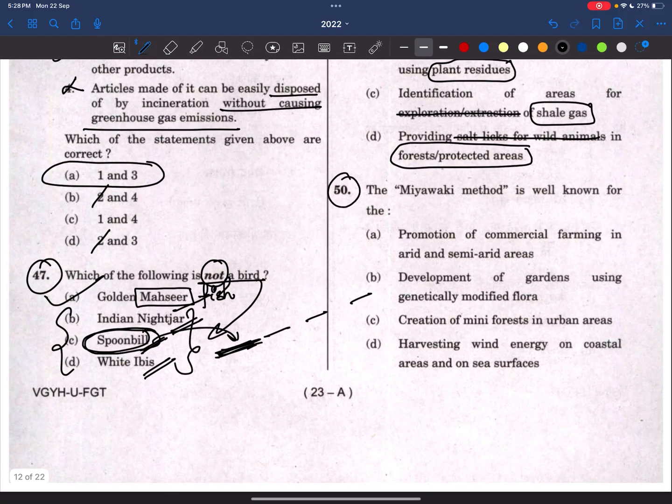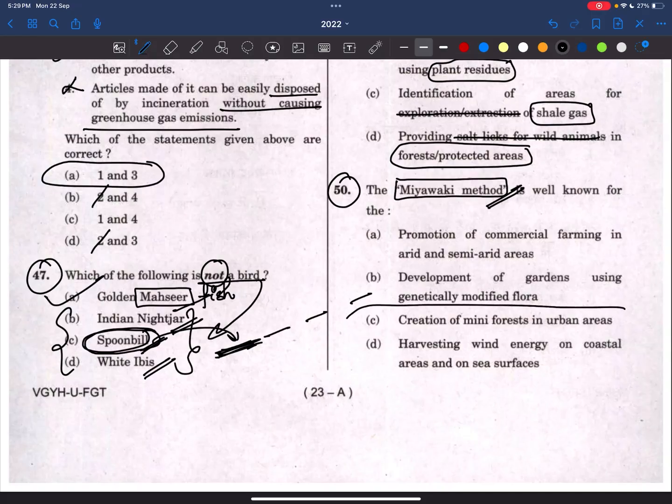Okay. Now let's move to the 50th question, the last question of this video. The Miyawaki method is well known for the, see, this is nothing but it is developed by a person called Miyawaki, a Japanese person, right? This is nothing but urban forestry, right? They'll grow a larger amount of plants in a limited area so that sunshade will be reduced and growth of weeds will be controlled. And also because all the plants are grown in one area, they'll support each other and they'll grow. Okay. And in the conservation of native species also, it is very, very important.